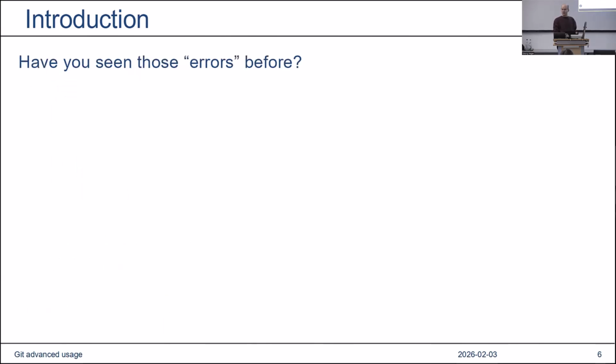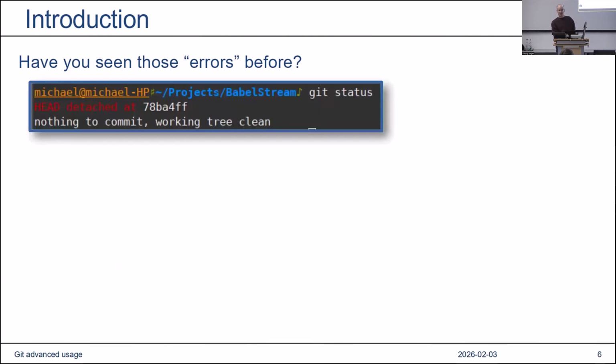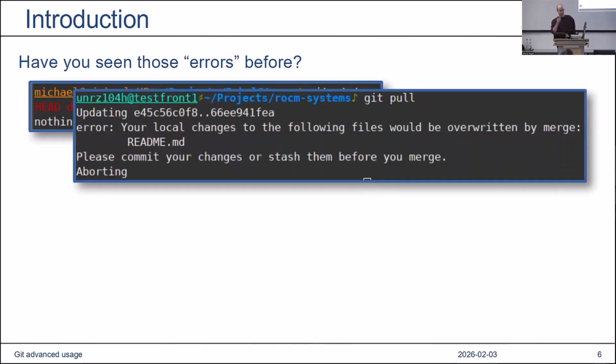So I thought it would be a good idea to start with a few errors or unexpected situations in Git that you might have come across. Maybe something confusing like this, or head detached, maybe you've seen it before. What on earth does that mean? Or, you want to do a git pull and it's saying, please commit or stash your changes because otherwise they'd be overwritten. Okay, maybe you found your solutions around that, but we'll get back into more of the details later.